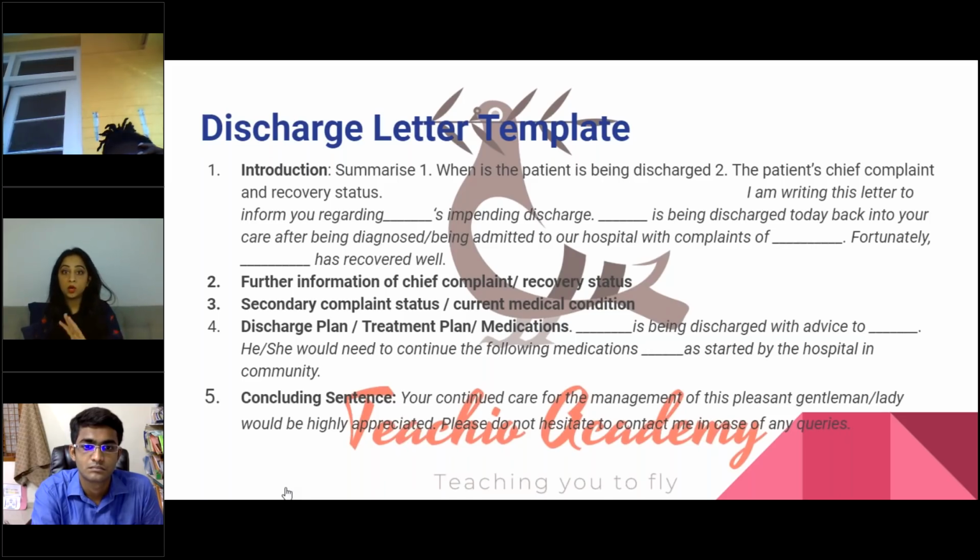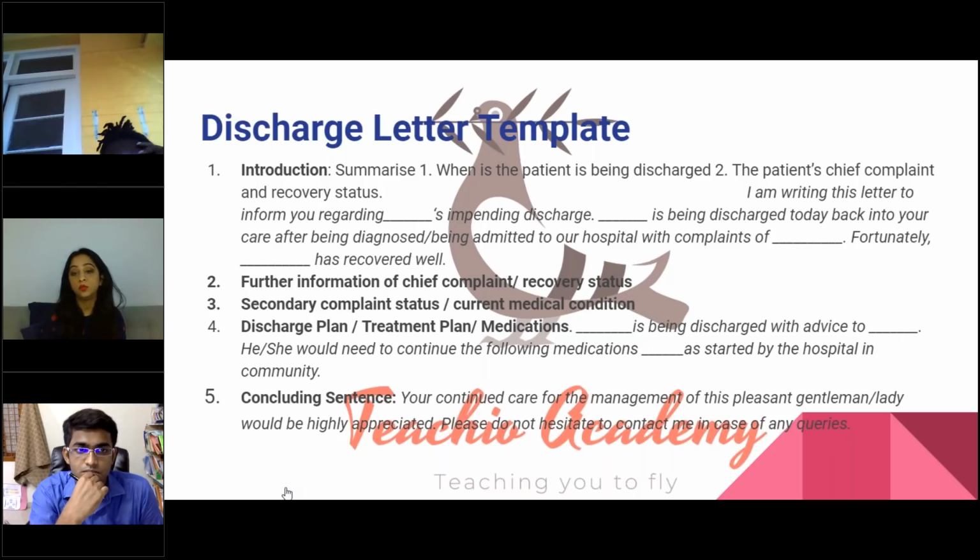Continued care is quite good because when you discharge a patient, you need to maintain something called continuity of care. So the patient doesn't miss out on having a healthcare worker looking after them. So that's why it's your continued care. There are marks for having polite language on your OET writing. So if you copy this sentence, you should be able to score marks on your OET writing.